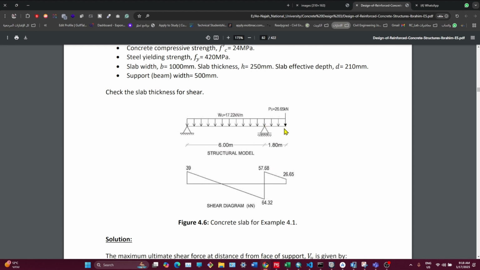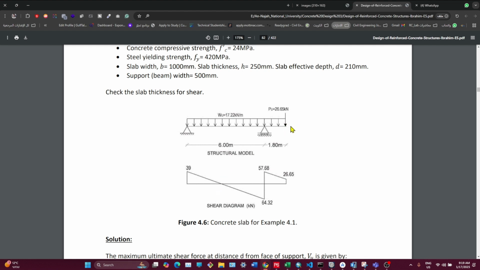And also here we have a point load. The ultimate is equal to 26.65 kilonewton. In the practical field, why do we have this point load? Maybe we have a column, or maybe a large piece of equipment there. So we need to consider that point load because it affects the analysis in the shear diagram and the moment diagram.